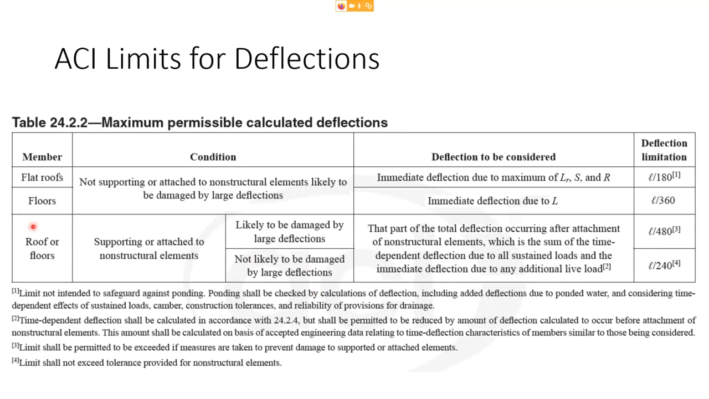So for instance, today, we're going to have an immediate deflection problem. If you look here, this is a table from the ACI spec, and you'll see these are maximum permissible deflections in supporting elements. I'm going to look at these first 2 rows. So I have flat roofs and floors.